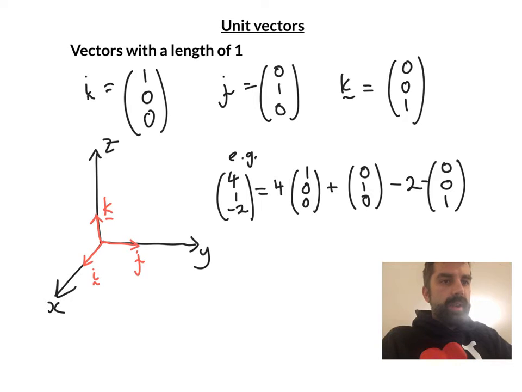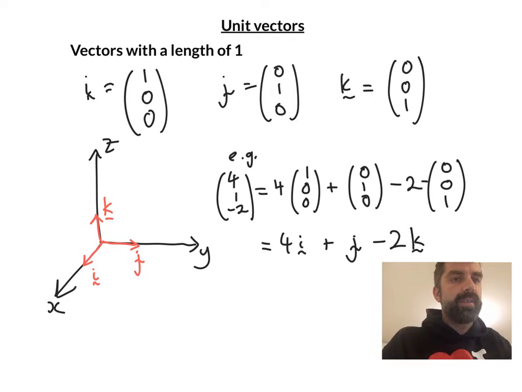So another way of writing this would be 4 lots of I plus 1 lot of J, take 2 multiplied by K. So you may see 3-dimensional vectors such as this written in this format here, where we multiply each component of the vector by I, J, and K.